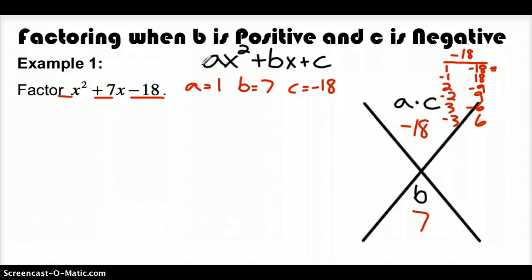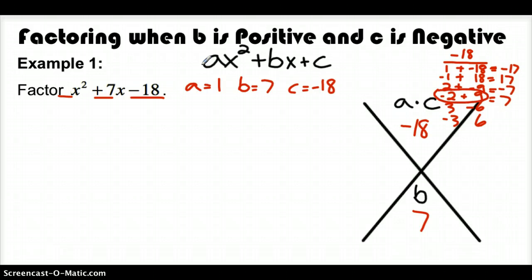sorry, my pen's acting kind of funny. I'll end up with negative 17 here. If I add up these two, I'll get positive 17. If I add up 2 and negative 9, I'll get negative 7. If I add negative 2 and positive 9, I will get positive 7. So that looks like that's going to be our winner here.